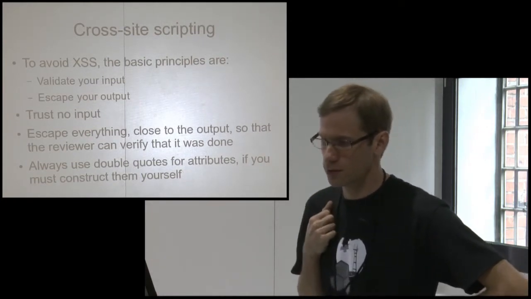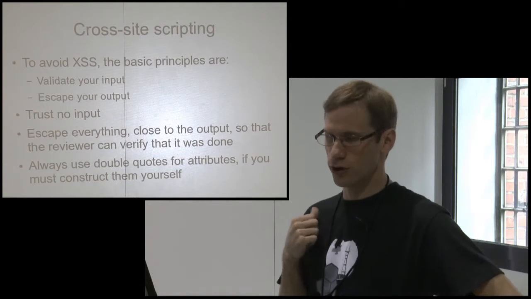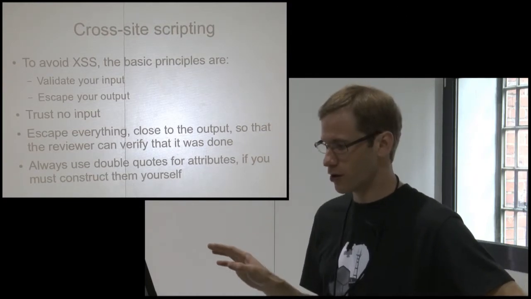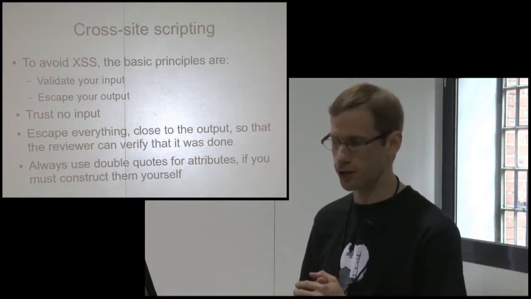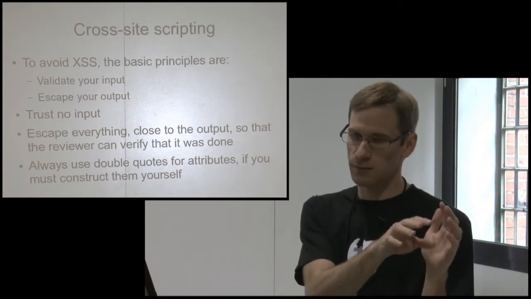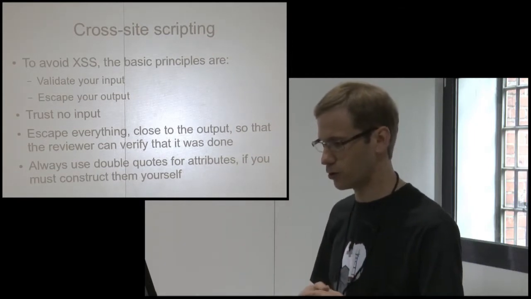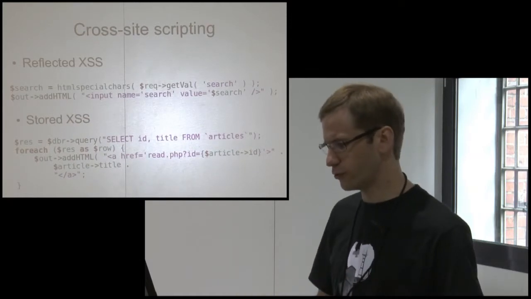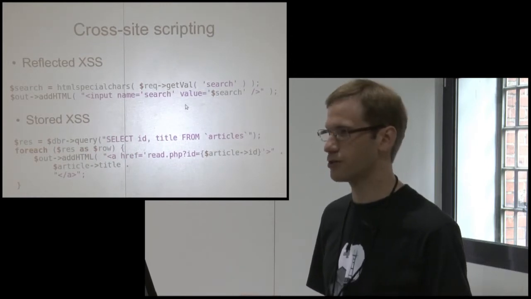So to avoid XSS, the basic principles are to validate input and to escape output. So don't trust any input from anyone. Escape everything, no matter where it comes from, close to the output preferably, so that the reviewer and even yourself can verify that the escaping was done, okay? So if you have 1,000 lines of code separating the place where the escaping is meant to be done and the place where it's actually output, it can be difficult to verify, if you have to look through a whole lot of code and a whole lot of layers of abstraction. And always use double quotes for attributes if you have to use this style of code generation. Since HTML special chars, that's a common vulnerability type.